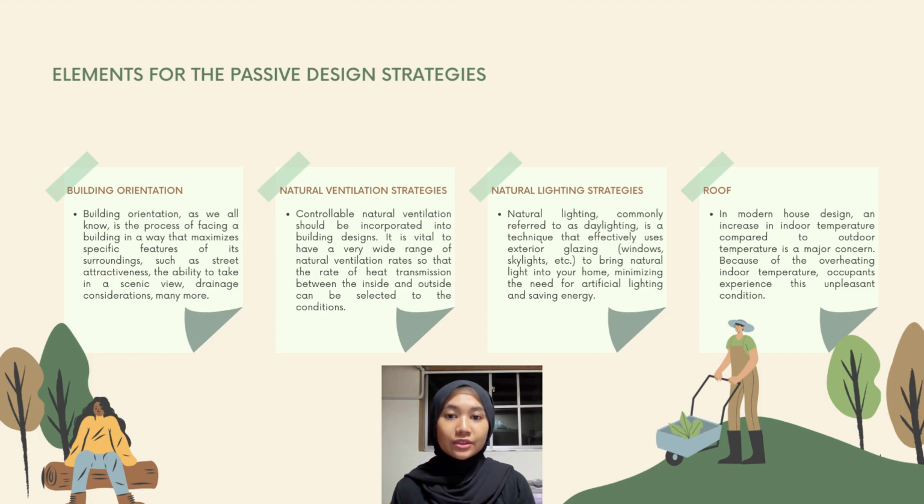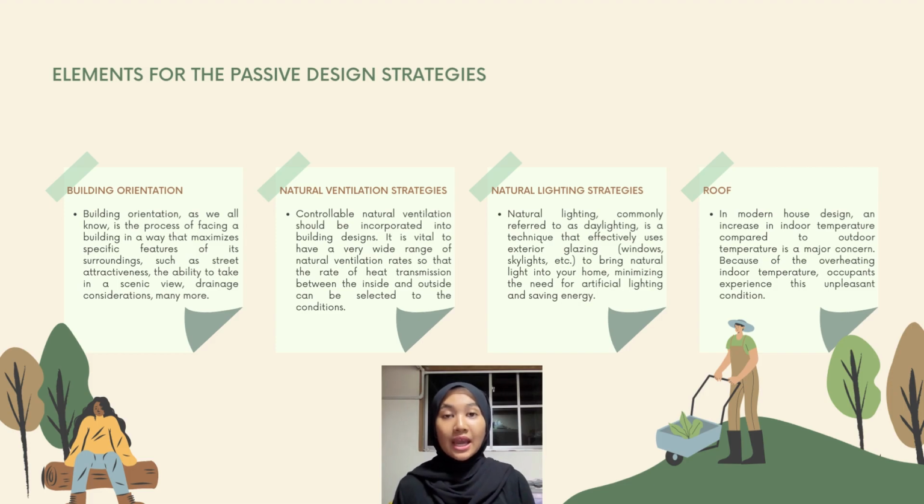Third is natural lighting strategies. Natural lighting, commonly referred to as daylighting, is a technique that effectively uses exterior lighting glazing such as windows, skylights, and so on to bring natural light into your home, minimizing the need for artificial lighting and saving energy. Natural light has been shown to improve the health and comfort of building residents. The comfort, health, and mood of a person is significantly influenced by natural lighting. However, this depends on our locations.